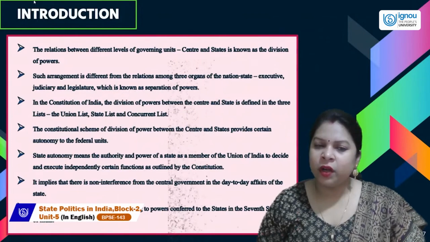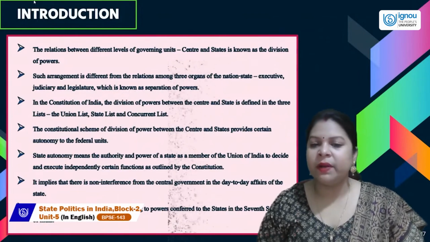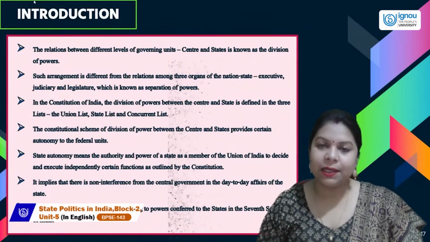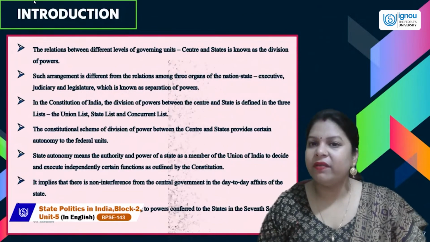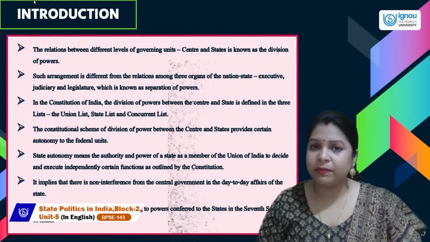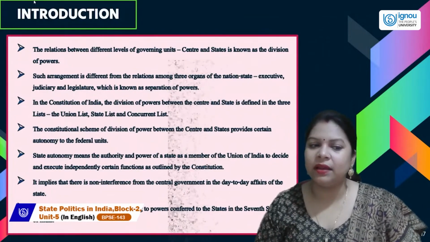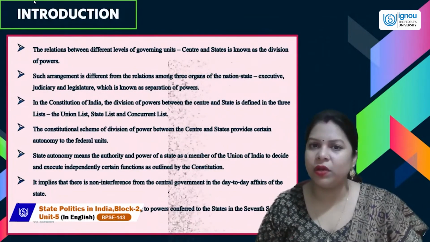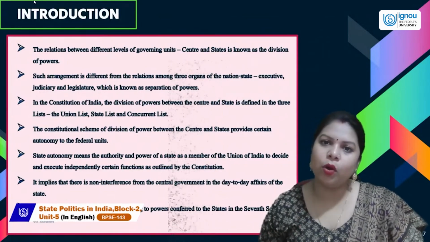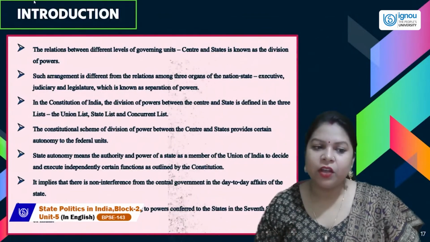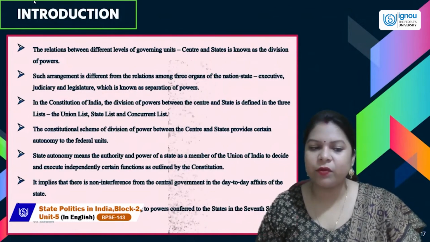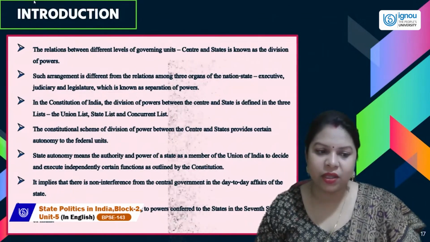In the Constitution of India, the division of powers between the center and state is defined in three lists, that is, union list, state list, and concurrent list. In our previous lectures, we have learned about these lists, which have many subjects under them, and the subjects which are there in the union list, the union government has authority to work on those subjects only. So, the constitutional scheme of division of power between the center and states provides certain autonomy to the federal units.